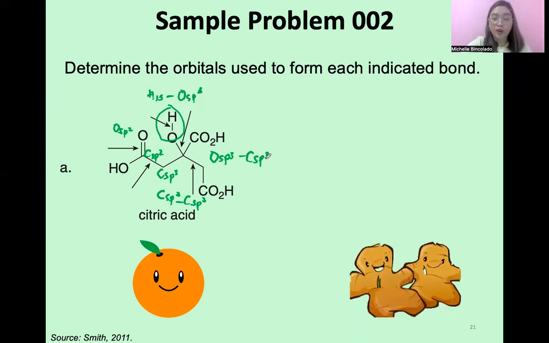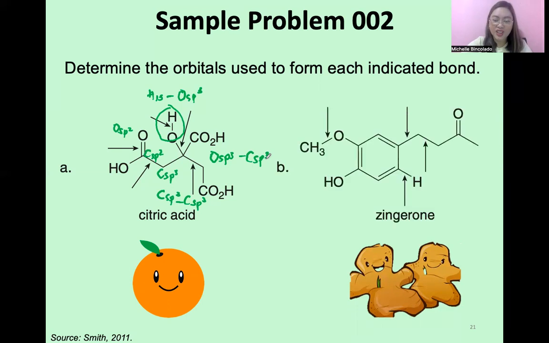The second compound in our second sample problem is a compound from ginger. This is gingerone. Let's start here. This is the carbon-oxygen bond being pointed at: carbon sp3, oxygen sp3. Next we have a carbon-carbon bond. This carbon we are sure is sp3.